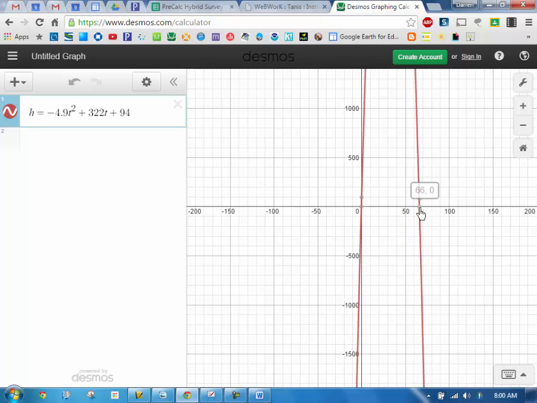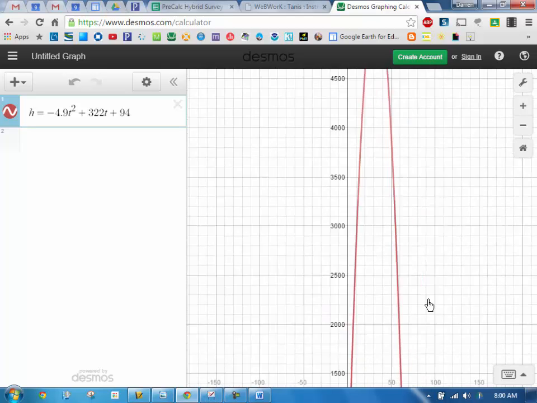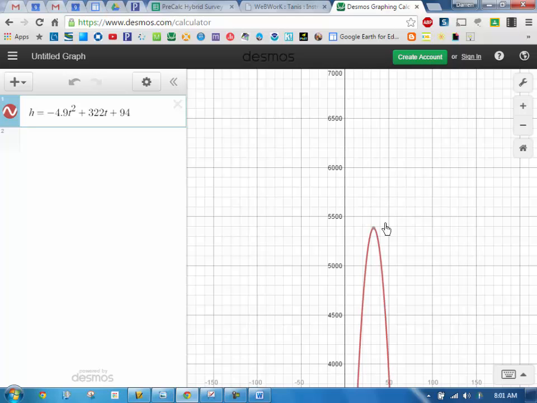So we're looking at 66 seconds for when it hits the ground. And then the maximum height is the y coordinate for this point up here, which is 5,384.